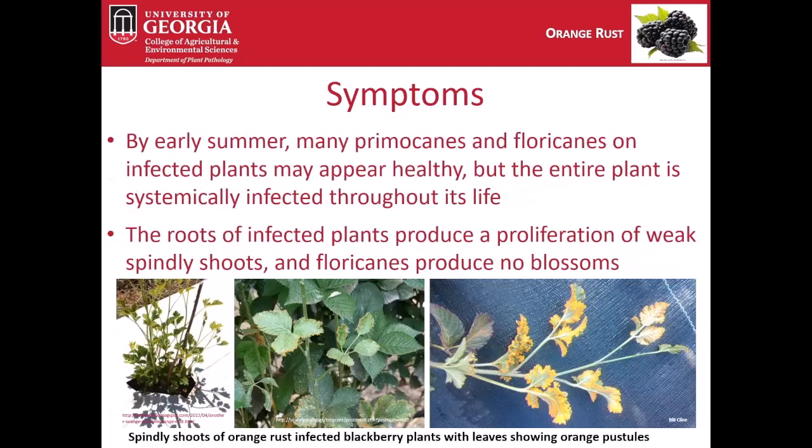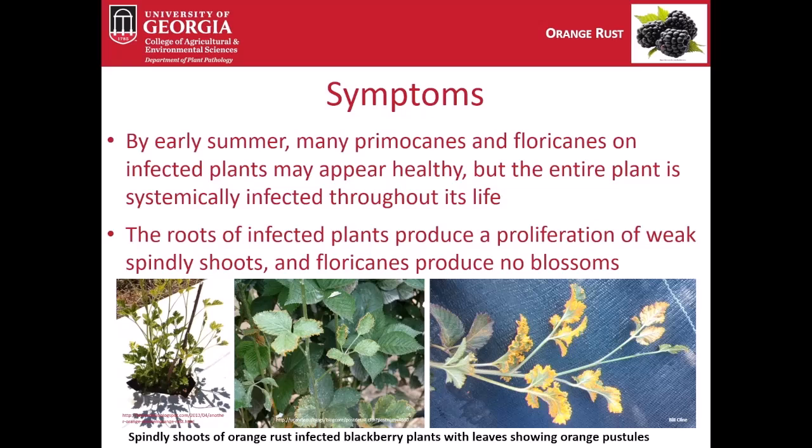So by early summer, on those plants that have orange rust, you may not notice too much of a problem. You may only see issues on a few of those canes. And so that may deceive you, but the entire plant, when it's infected with orange rust, should be thought of as systemically infected for the rest of its life.